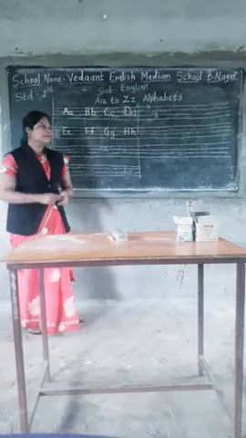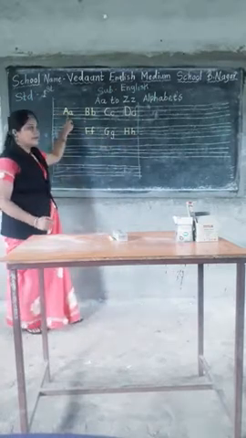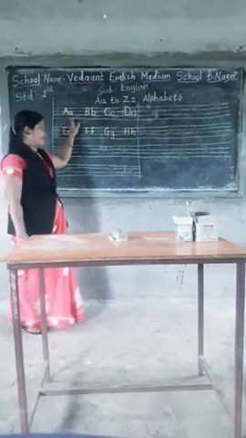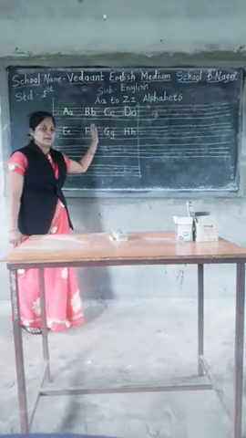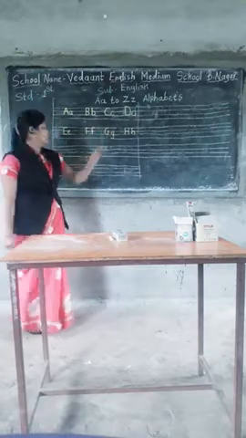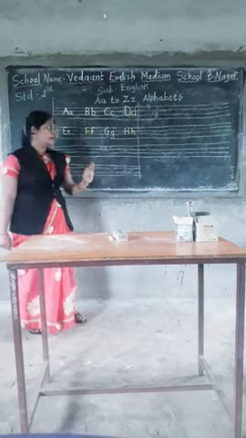Okay. After that we will learn again these letters. So A, capital A or small a says A. Capital B or small b says B. Capital C or small c says K. Capital D or small d says D.